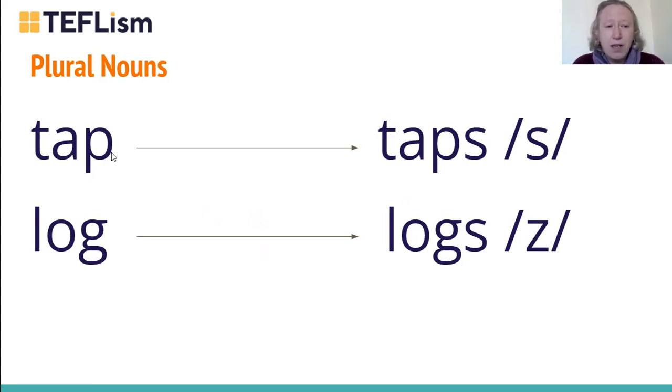Why? Because this is an unvoiced consonant, so we use this, which is also unvoiced. This is voiced, so we use the voiced Z when we make the plural. Okay, so knowing the difference between voiced and unvoiced consonants can help us to form plural nouns.